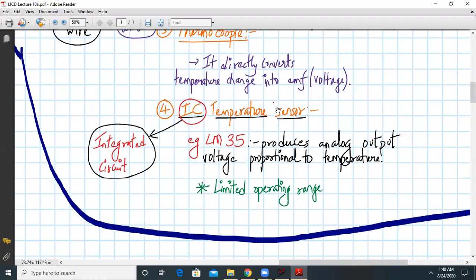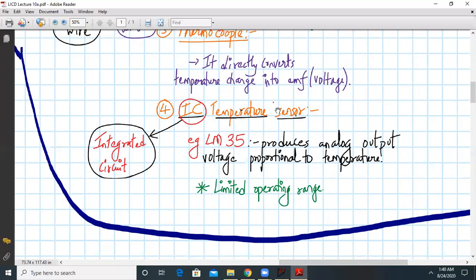Fourth one is the IC, the integrated circuit temperature sensor. So example is LM35. You all can search in the Google. You will get a lot of information about LM35, the data sheet also. The main feature is it produces the analog output proportional to the temperature. So as the temperature increases, it will give the analog voltage output.